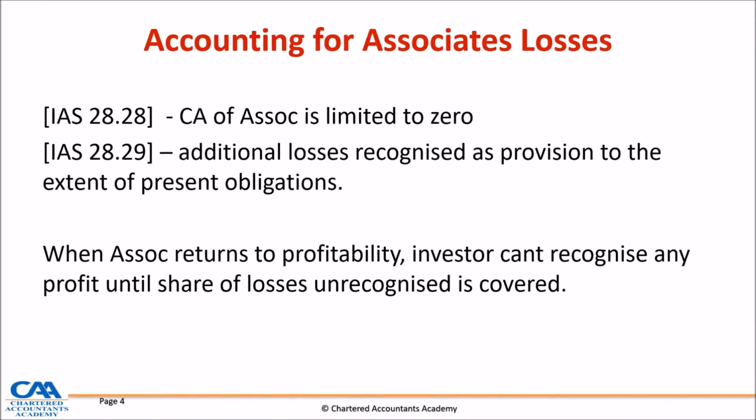Then sometimes your associate stops making profits, they start making losses. In that event, you also account for the share of losses. But as you account for your share of losses through equity accounting, you will be applying it to the investment in associate balance, which means the balance starts going down and down and down. Now, you stop when the value of the investment in associate gets to zero. You don't have a negative investment in associate, and that is covered by paragraph 28 of IAS 28. So you stop when it gets to zero.